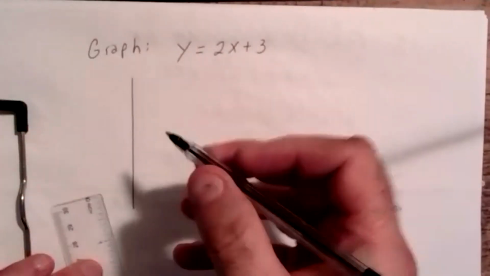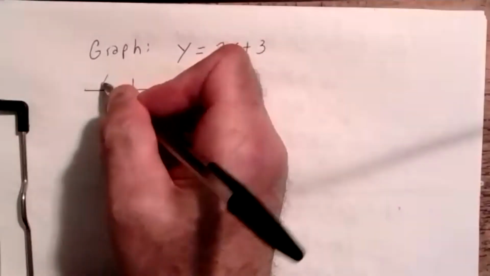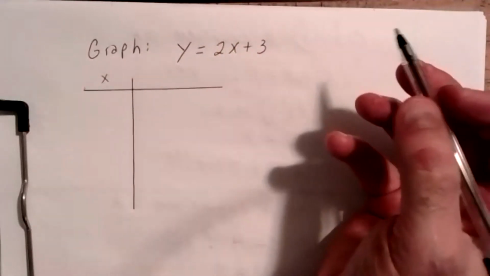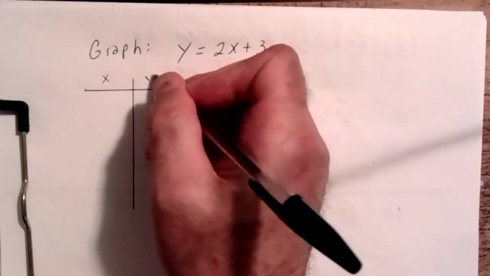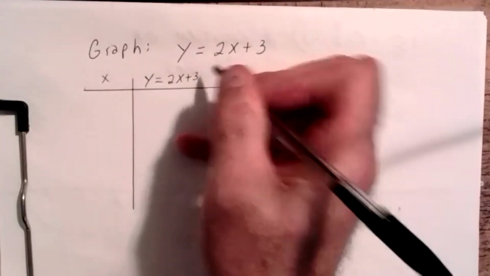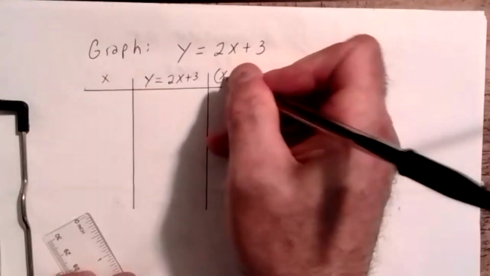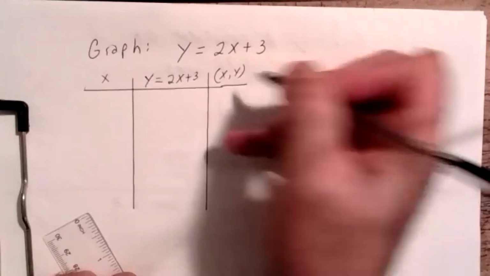Making a little table here. And we'll call the first column the x column. And then we'll call this second column our equation column. And you can also have a third column if you desire to do so, in which case you can call it your ordered pair XY column.